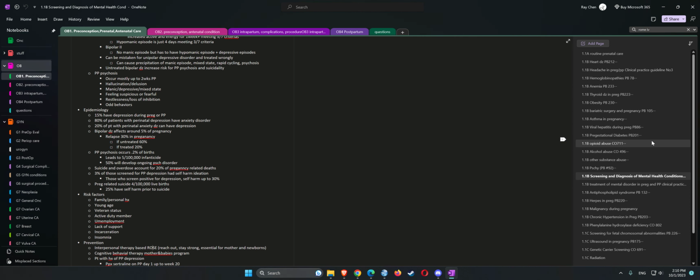Because for sepsis, the number one thing is fluids and antibiotics immediately. Mm-hmm. So same thing with DKA, it's fluids and insulin immediately.